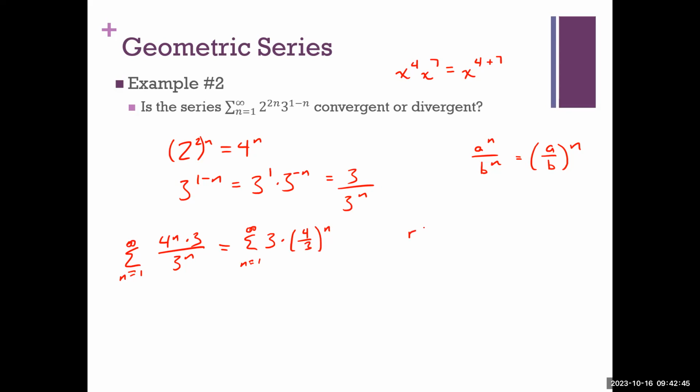Right, r is supposed to be between -1 and 1, right? r is equal to 4/3, which is greater than 1. So what does that mean? Diverges.